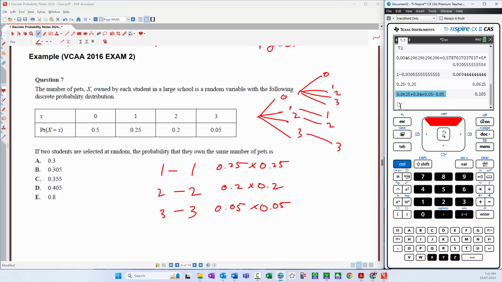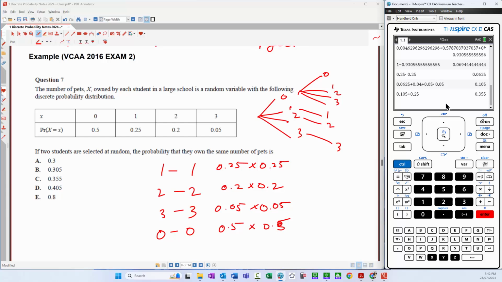Okay, I suppose what they're saying here is that we consider 0 and 0 the same number of pets, i.e. I don't have any pets and I don't have any pets. So that would be 0.5 times 0.5, which is 0.25. So I'm just going to check that. And that is it. Okay, so lucky that first one wasn't a distractor, 0.105. So the wording's quite important here.